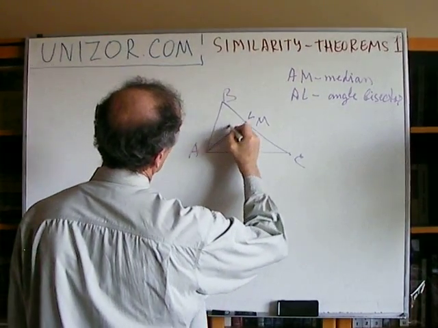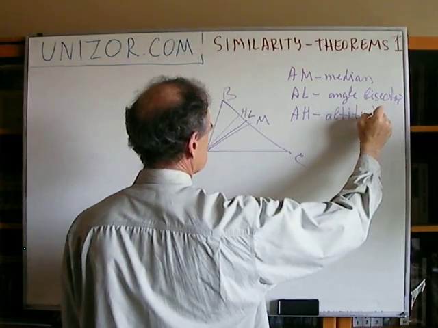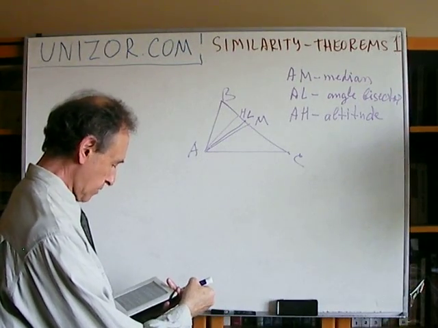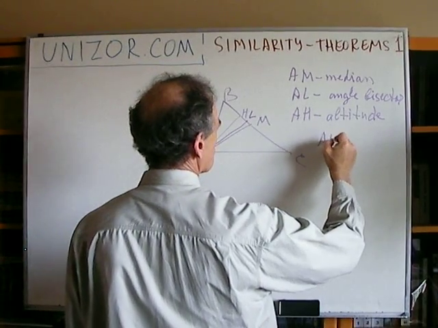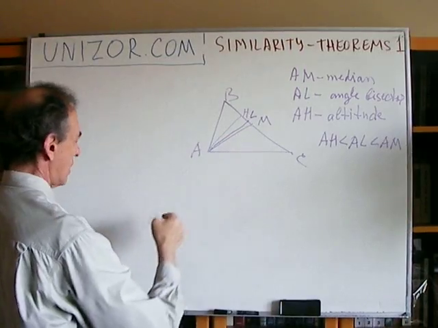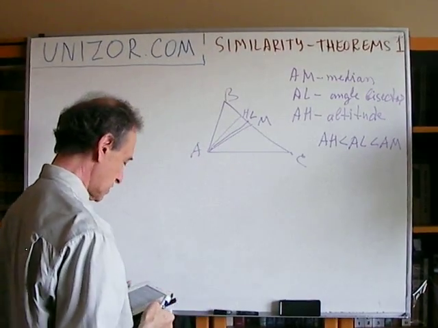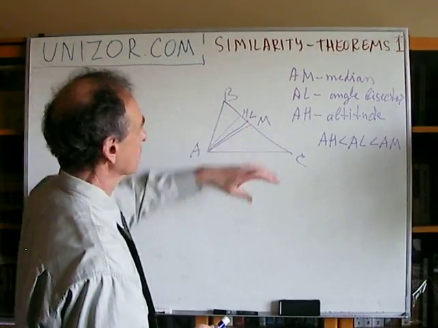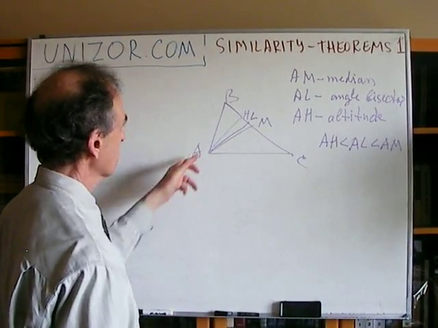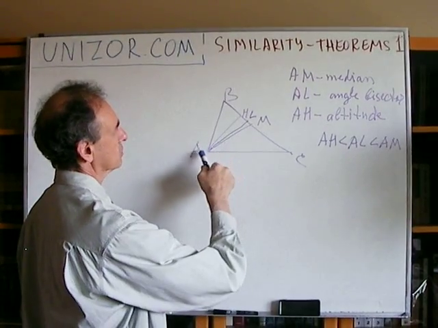Finally, AH is an altitude. Prove that the lengths of these three segments are related as AH less than AL less than AM. So if these two sides are not equal to each other, then the altitude is smaller than the angle bisector, and the angle bisector is smaller than the median. Well, obviously, if these sides are equal to each other, then they all coincide and they're all equal to each other. But if sides are different, then there is such a relationship between altitude, angle bisector, and median.